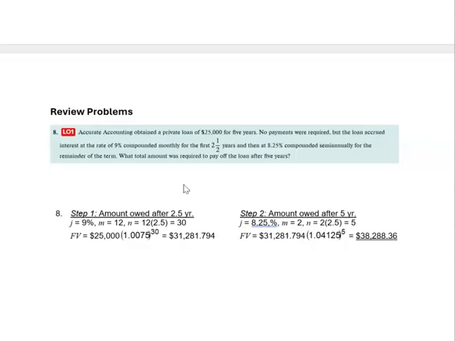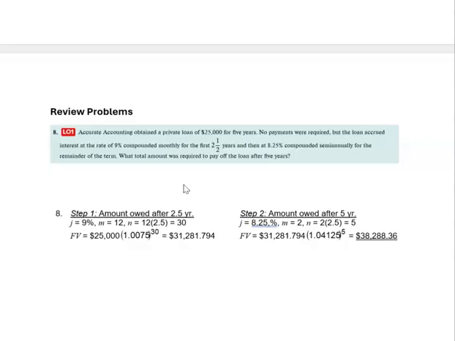To put it into our formula, we need to change it to a decimal, so it's 1.0075. Now, what do we figure for our N? In order to get our N, we take the number of compounding periods in a year, our M, which is 12, times the number of years, 2.5. So 12 times 2.5 gives us 30. So therefore, it is 1.0075 to the power of 30.